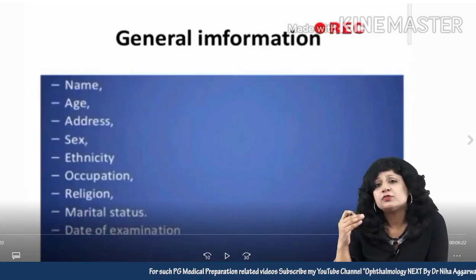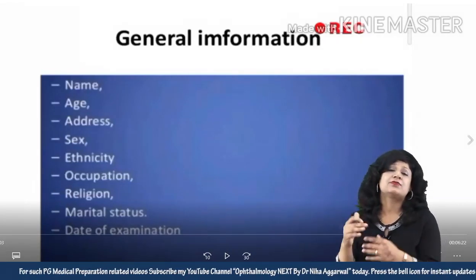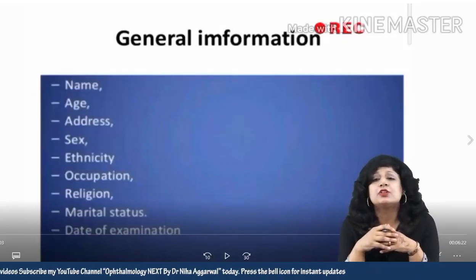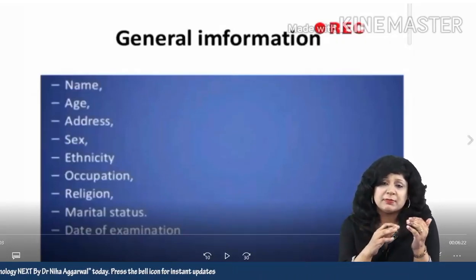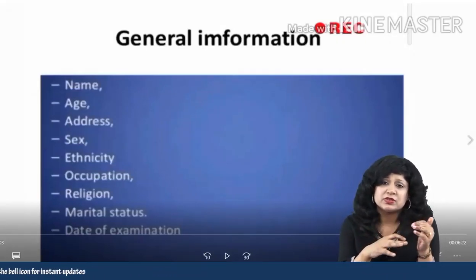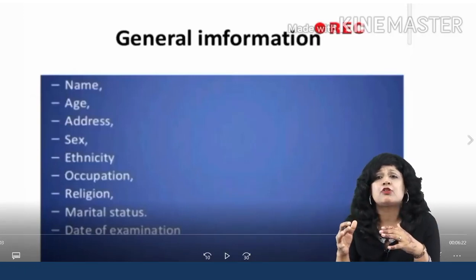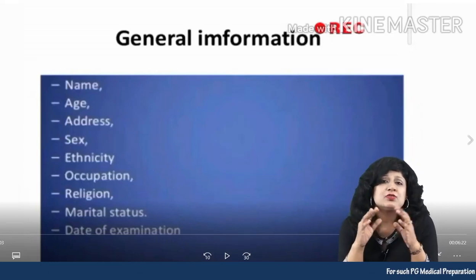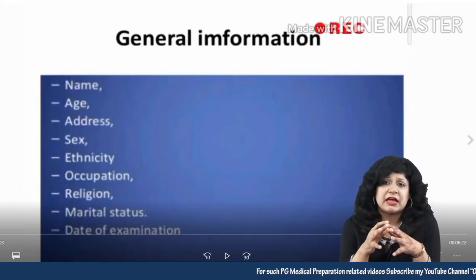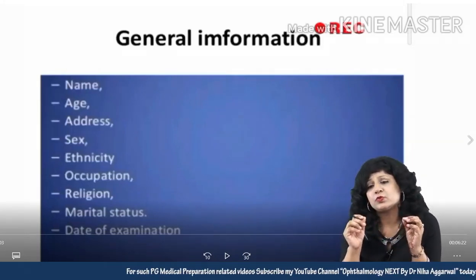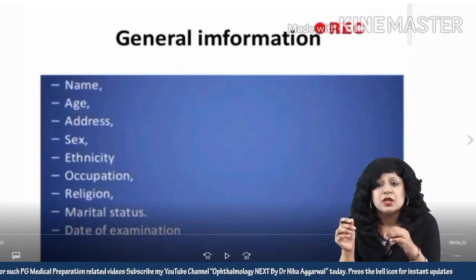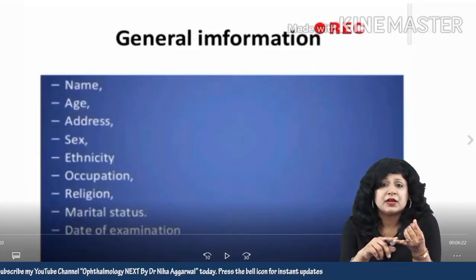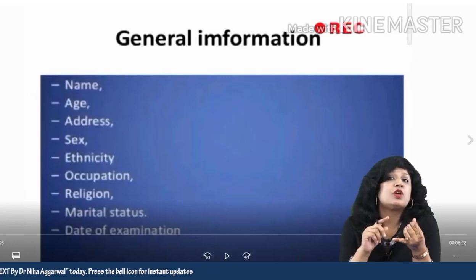Now heading towards the other things, we will have to look for the ethnicity, because you already know that many diseases are common in Asians, certain things are common in the Jews, certain things are common in the Mongols. So races also make a lot of difference, and it's important to note down which race the person is belonging to.